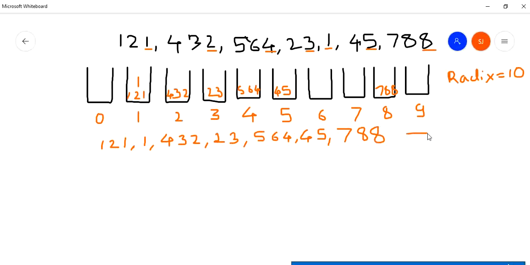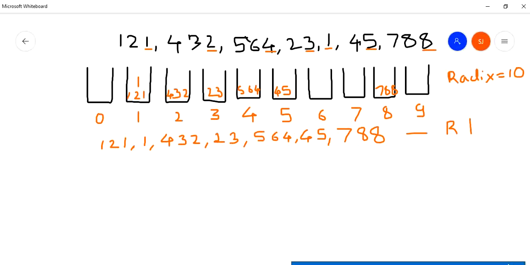So after round 1, this is the output. This is after round 1, or after pass 1. Pass 1, round 1, any name you can use. This is R1, it is round 1. Now you can identify that your numbers are not sorted. Still you have to do some work so that the numbers can be sorted. So now what you want to do? You want to place the numbers in these buckets again.